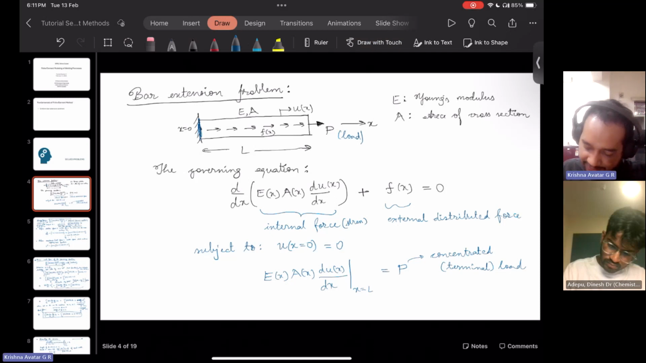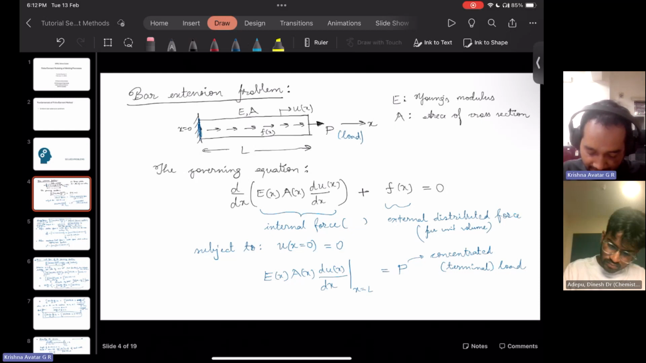And even this external distributed force is nothing but external distributed force per unit length, actually. Yes. So this equation is from beam theory, right? If I'm not wrong. Yeah, it's actually a bar, since we are just studying that process.